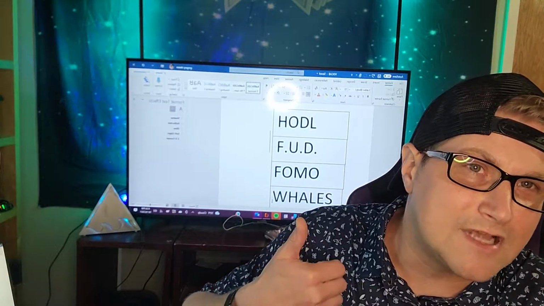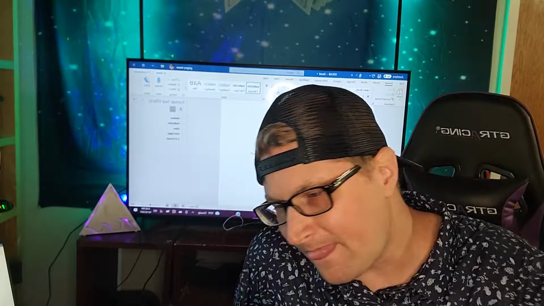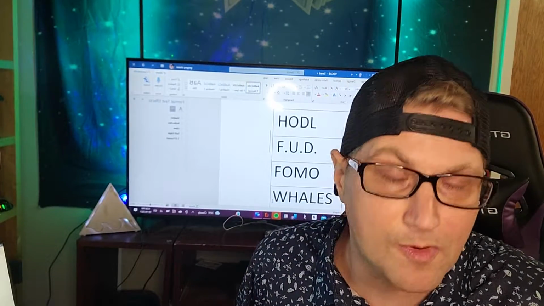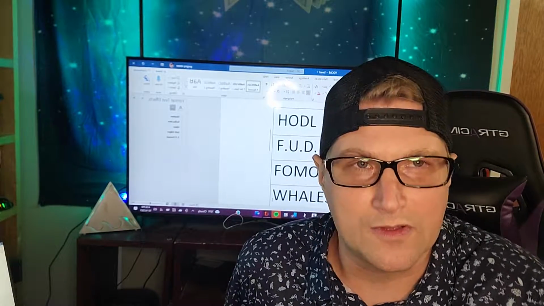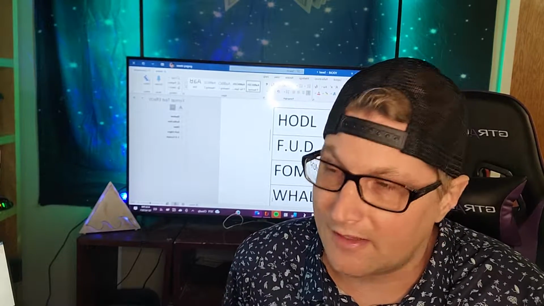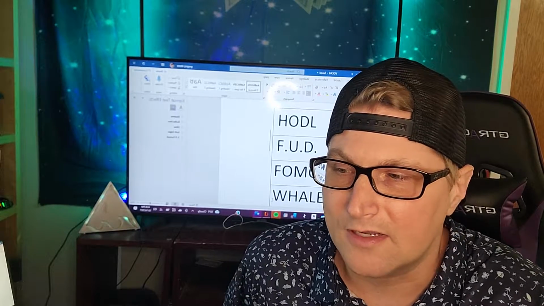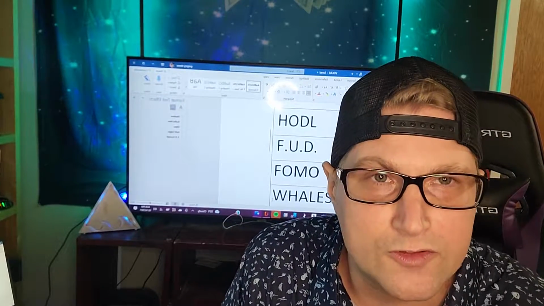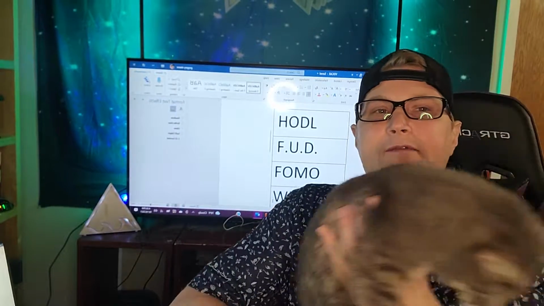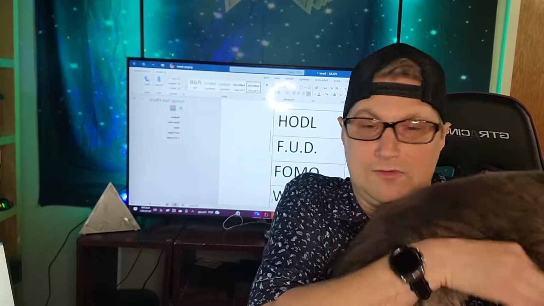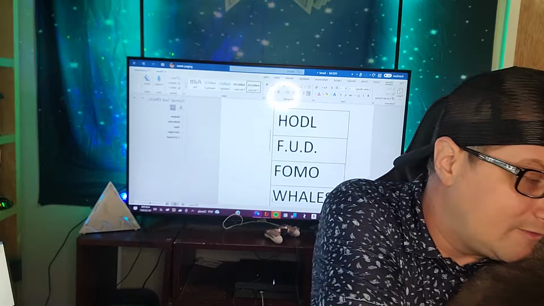Last one I'm going to talk about is whales. What's a whale? A whale is somebody that has so much money that they can influence the market, not just with tweets and stuff like that. That would be a whale move. Elon Musk tweeting about his Dogecoin, him tweeting about his Shiba Inu, that's him tweeting about anything that he wants to tweet about, and it affects the market.